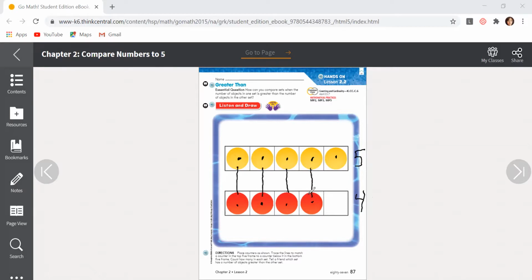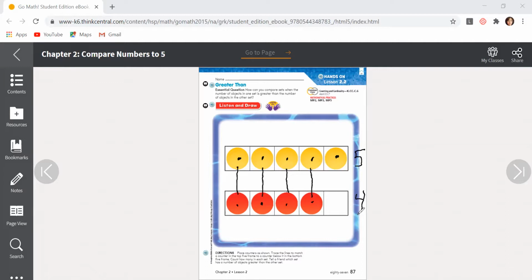How many groups of 2 do I have? 1, 2, 3, 4. Do I have another one to match with one of the yellow? What is this telling me? Is this telling me which one is greater? Which one is greater? The 5 or the 4?